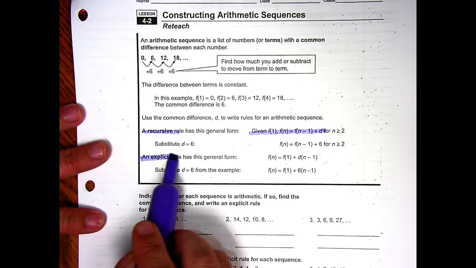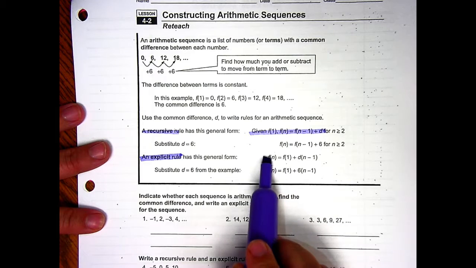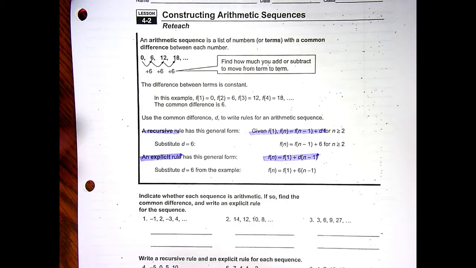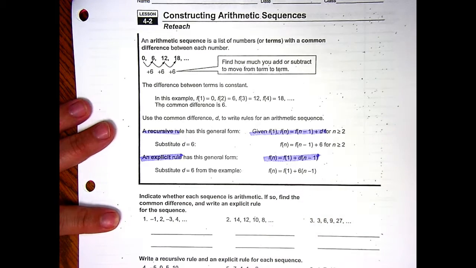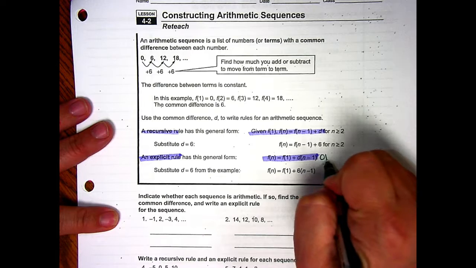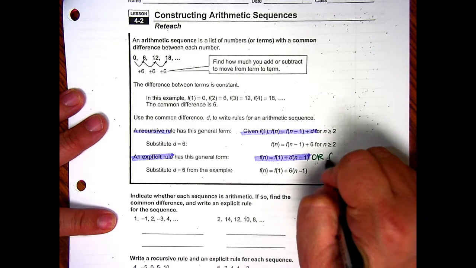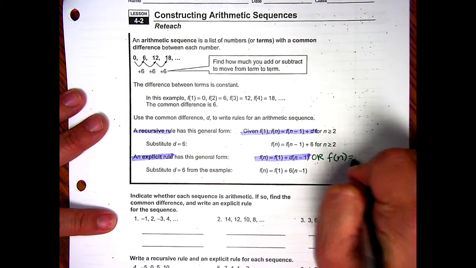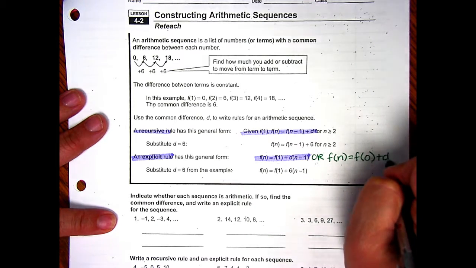There's also an explicit rule, which is what we're going to deal with today. It's f of n equals f of 1 plus d times n minus 1. Or, and this is the format we're going to use, f of n equals f of 0 plus dn.